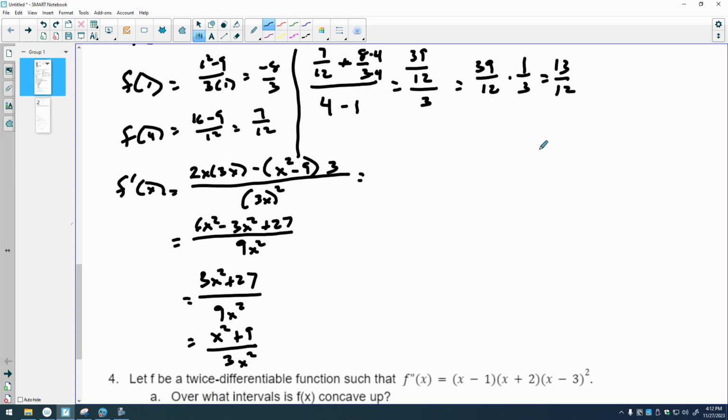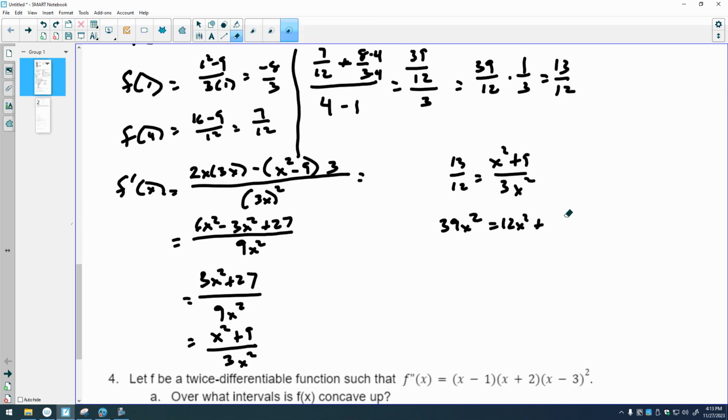So there's my derivative. So the average rate of change, 13 over 12, equals the instantaneous rate of change, x squared plus 9 over 3x squared, somewhere in the interval. Now let's find the x. Cross multiply. 13 times 3 is 39x squared. Cross multiply equals 12x squared plus 108.